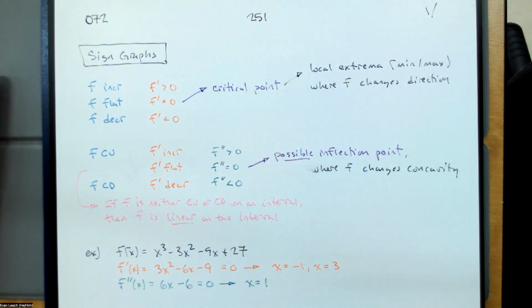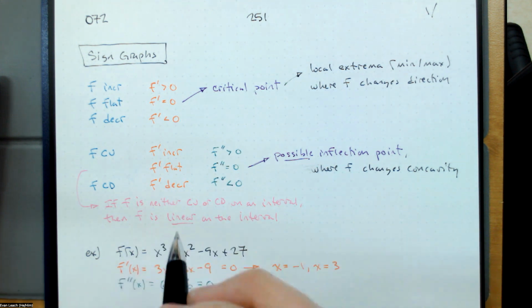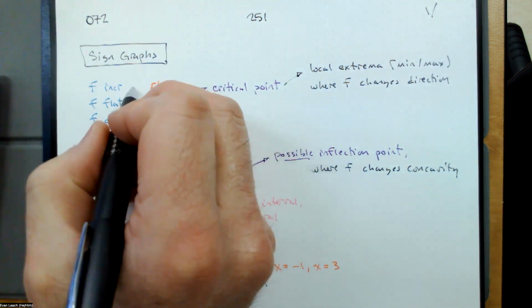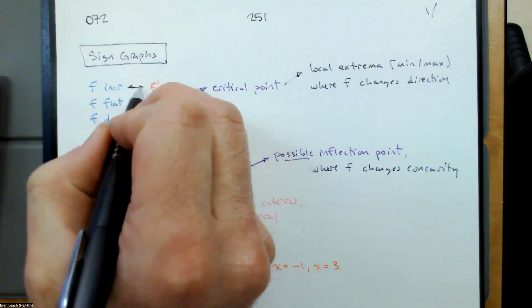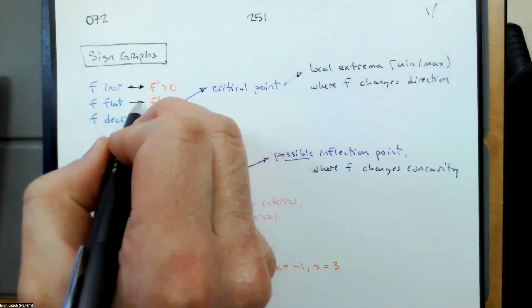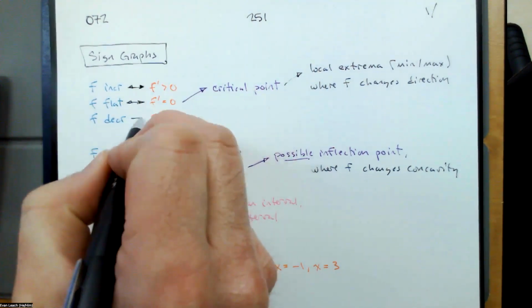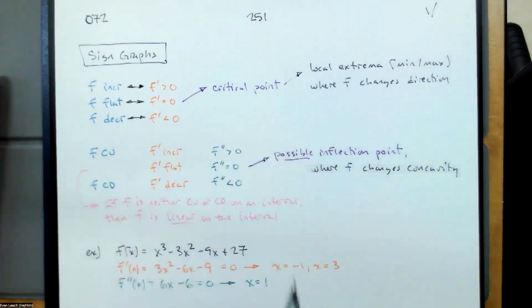So we can think about graphs of functions. We want to understand how we can use derivatives to understand what the graph of a function looks like. So let's remind ourselves that the direction of a function is connected to the sign of the derivative of the function. So when a function is increasing, the first derivative is positive.